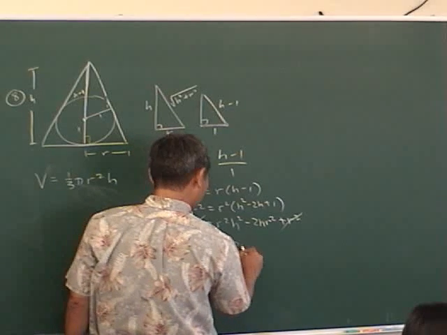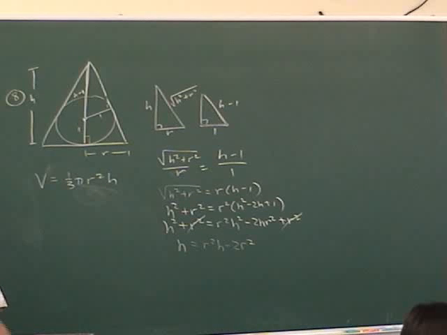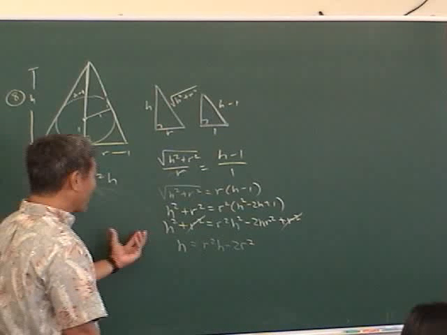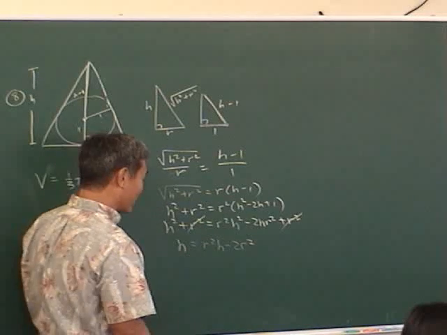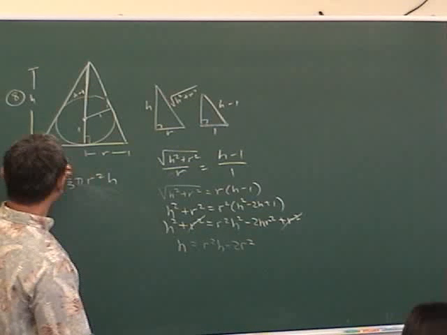Is that legal or what? Can you divide by h? No, you can't! Because you lose a solution if you do that. But how come you just did it, Mr. Park? Because what's the solution I'm losing when I divide both sides by h? H equals 0.